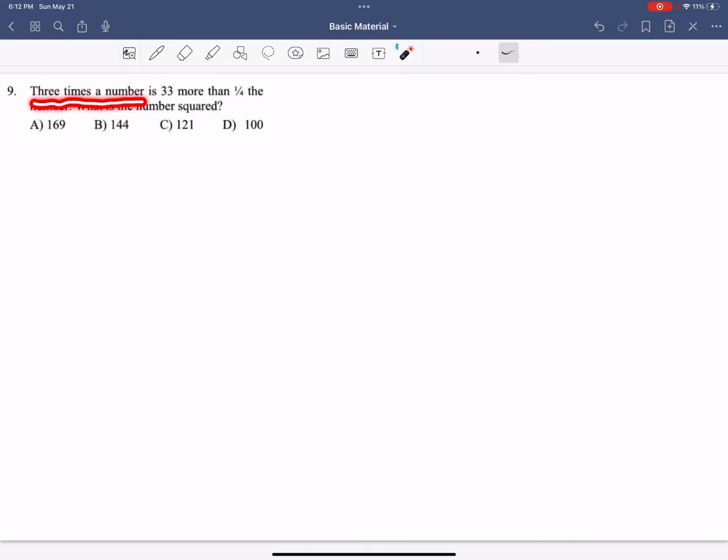3 times a number is 33 more than 1 over 4 of the number. So 3 times the number is 33 more than 1 over 4 of the number, 1 over 4 of the number plus 33. What is the number squared?